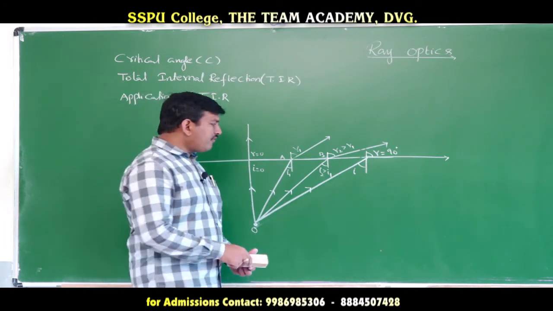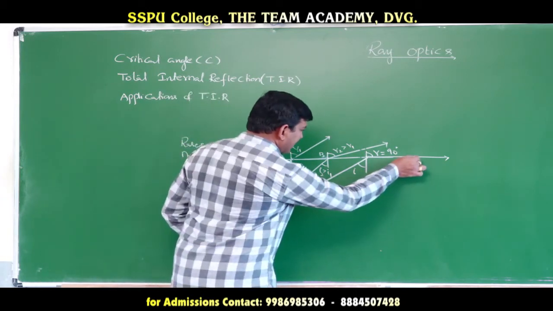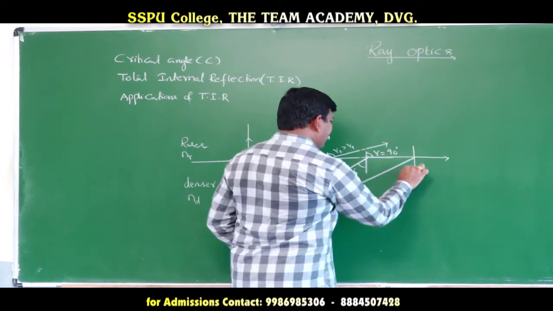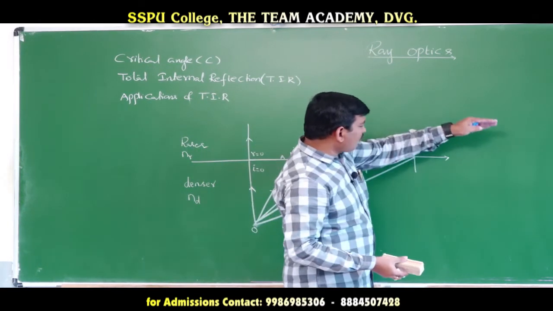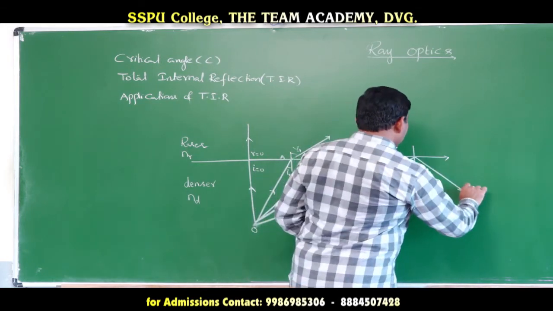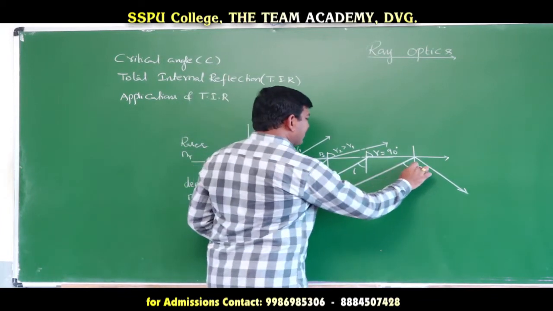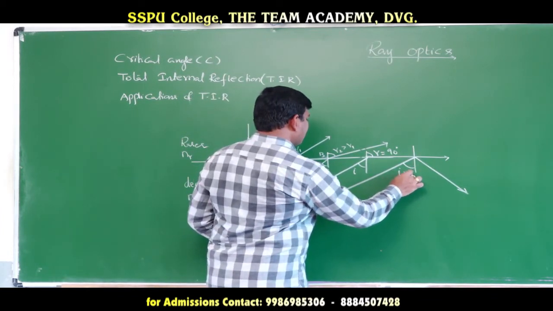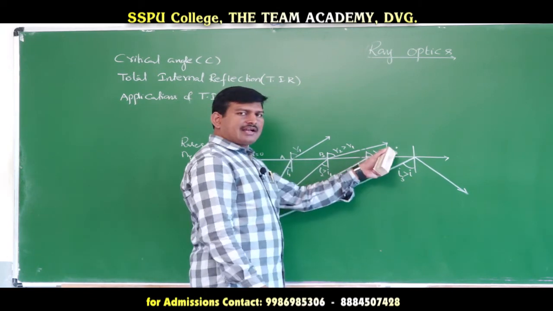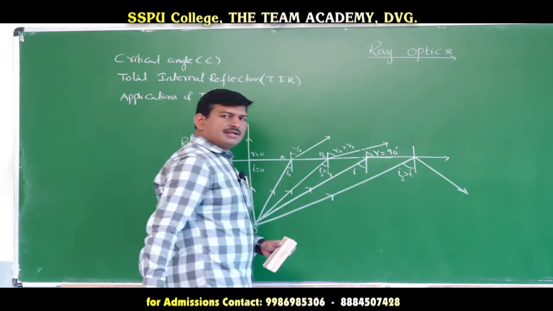Now, if you further increase the angle of incidence, what is going to happen? This light ray cannot refract furthermore, therefore it has to come back into the same medium. That means the light ray is totally reflected into the same medium. So, this is the angle of incidence I3, which is greater than I. For this I3 greater than I, the light ray is reflected into the same medium. So, it is totally reflected into the same medium.